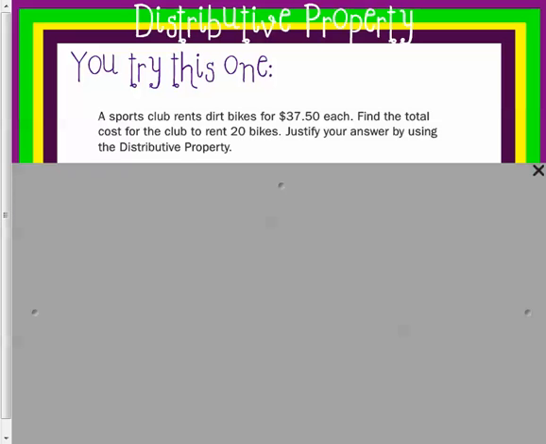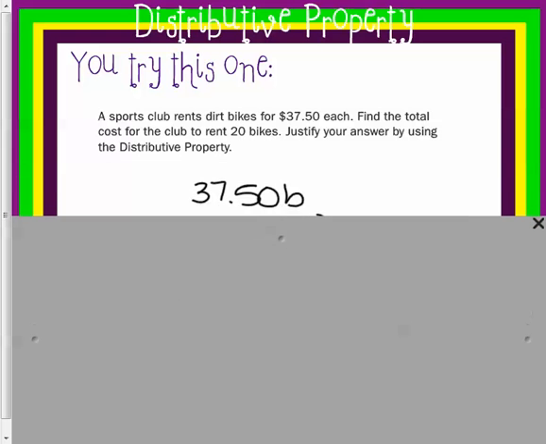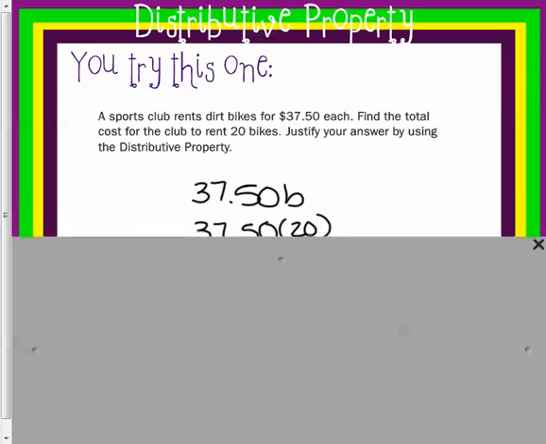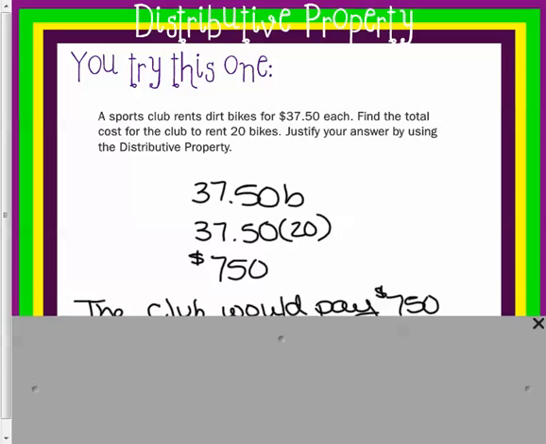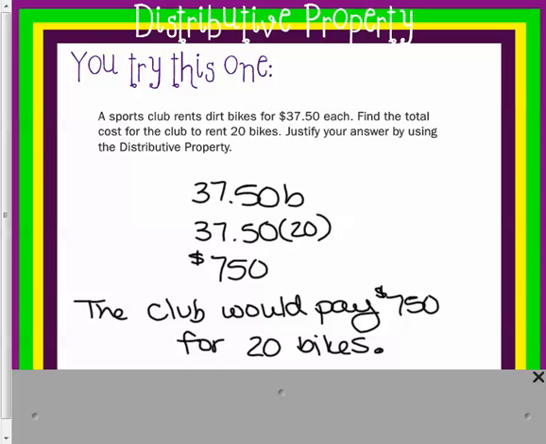Okay, so the first step is to multiply times b, your 3750. Plug in 20 for your bikes, and you get 750. If you don't have this, write it down in red pen.